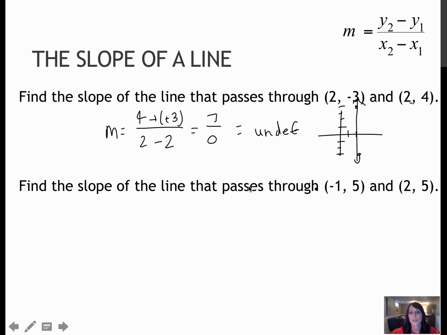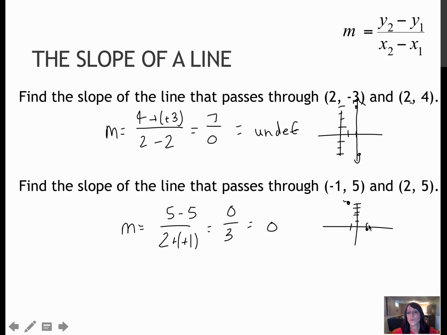This is our other special case. 5 minus 5 over 2 minus negative 1 gives me a 0 on the top of my fraction, which means, of course, that my slope is 0. And a 0 slope looks like this. And again, that makes perfect sense because negative 1, 5 would be up here, and 2, 5 would be up here, and that would make a nice horizontal line with a slope of 0.